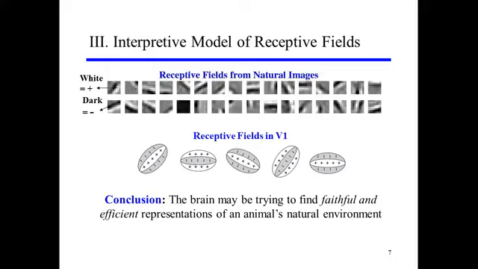And so what is the conclusion that we can draw? The conclusion is that the brain may be trying to find faithful and efficient representations of an animal's natural environment. So people have applied this principle also to other kinds of inputs such as sounds, for example, and they find that the auditory cortex representation is also quite explainable by this type of principle, the principle of efficient coding.